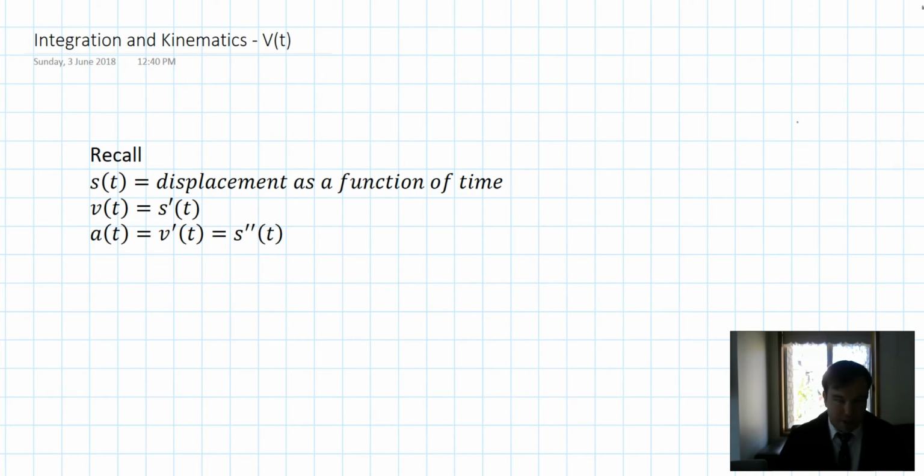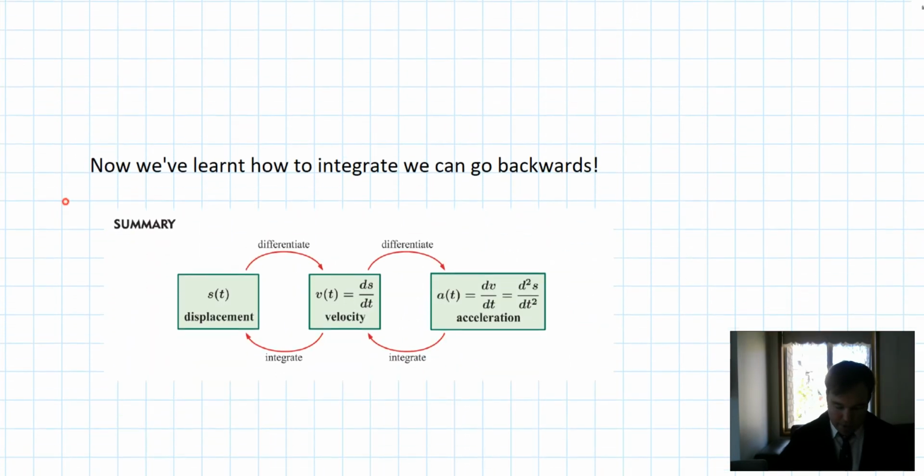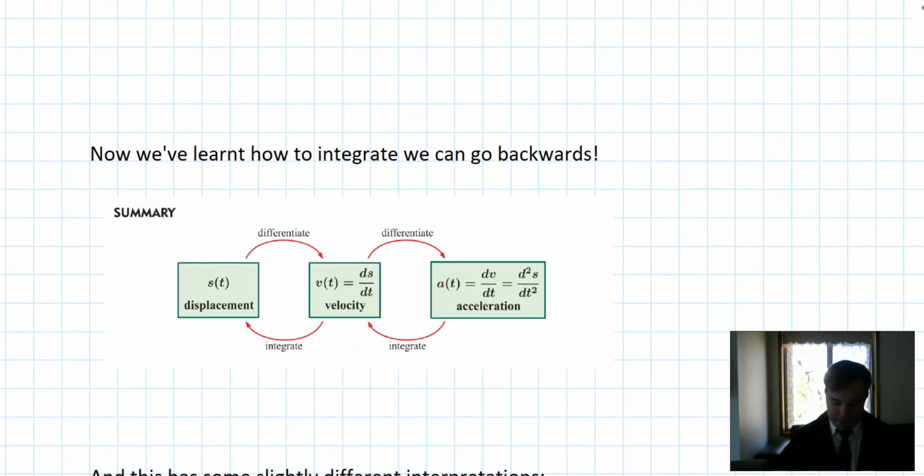Welcome to this video on looking at how integration and kinematics combine. So we've looked already at this from a differentiation point of view, and we know that if we differentiate the displacement function, we get velocity, and if we differentiate velocity, we get acceleration. But now we have the ability to integrate, we can effectively go backwards. So to go from acceleration to velocity and velocity to displacement, we integrate. So we can do this chain in both directions.